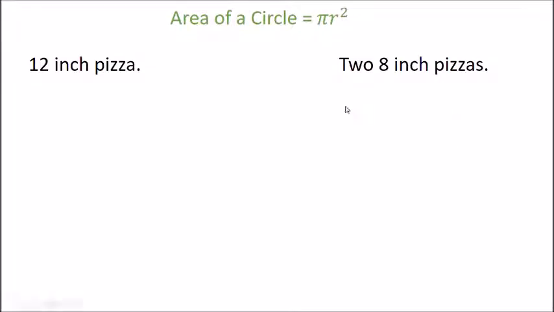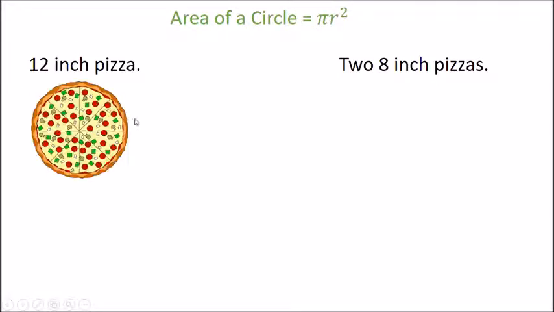Okay, so for us to solve this problem, we need to remind ourselves that the area of a circle is calculated with this formula. So it's pi r squared, so pi multiplied by the radius squared. So let's focus on this 12-inch pizza first of all. So here's a pizza. By 12-inch pizza, what that actually means is this length here. Do you remember what this length is called? So this length is my diameter. So a 12-inch pizza, that means a pizza with a diameter of 12 inches.